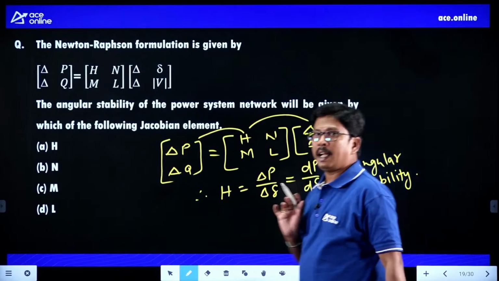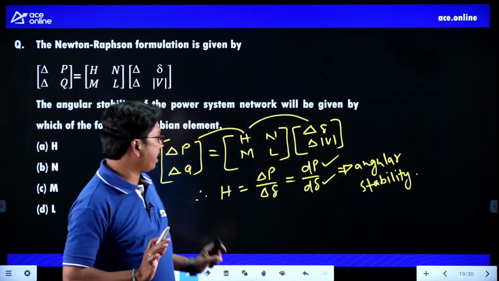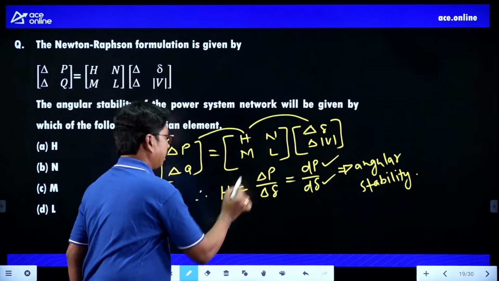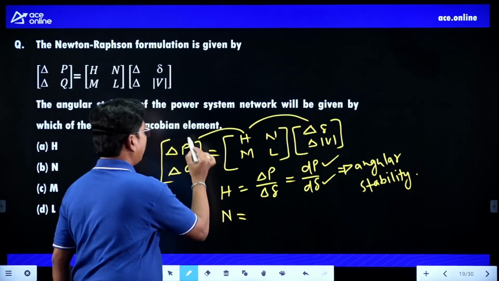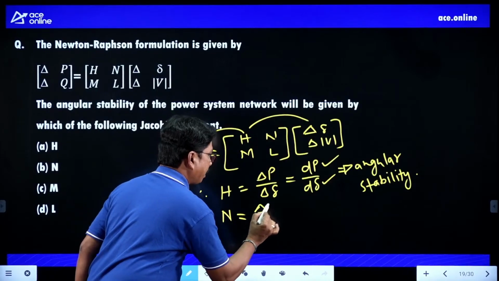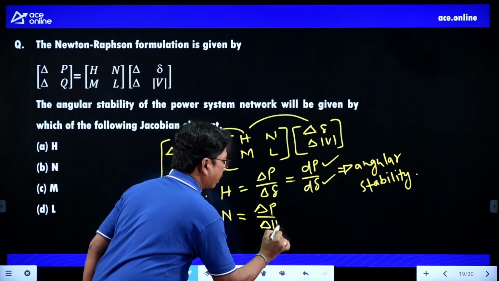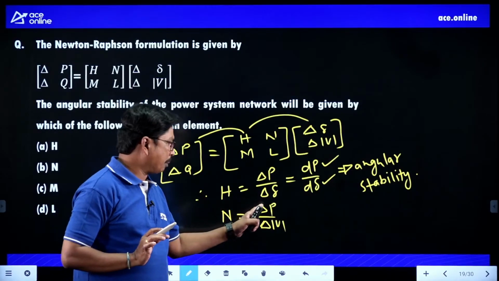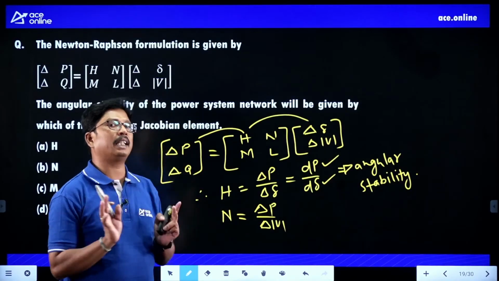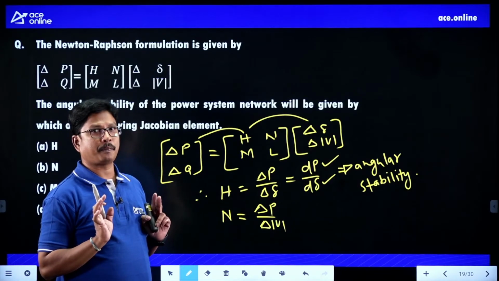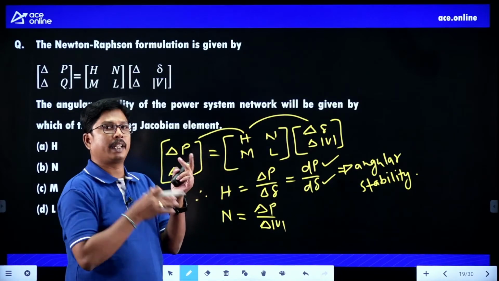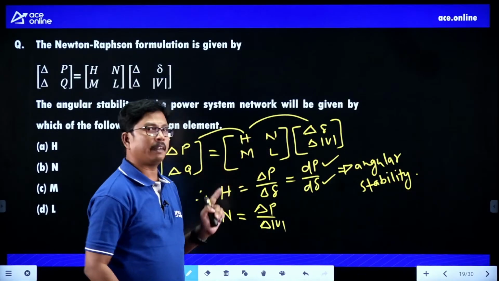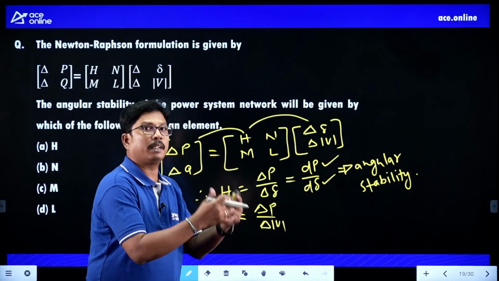So the angular stability will be given by the parameter H. What is N? N is the mapping between P and V, del P divided by del mod V. We have already said the active power variation with respect to voltage is very small and it can be neglected for some time. In the case of decoupled and fast decoupled load flow methods, we are going to neglect this N value and substitute it as 0.